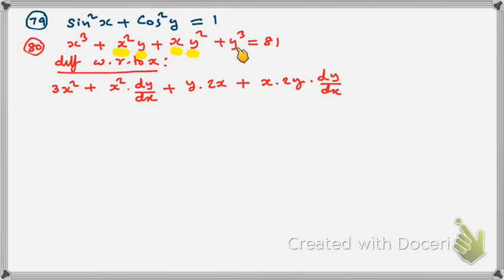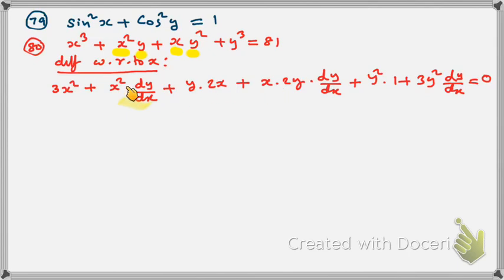Anything in y, when you differentiate, y square became 2y into dy by dx. That's first function into derivative of the second, plus second function, y squared, into derivative of the first. Derivative of x is 1, plus y cubed, derivative is 3y square into dy by dx, is equal to 81, which is 0.